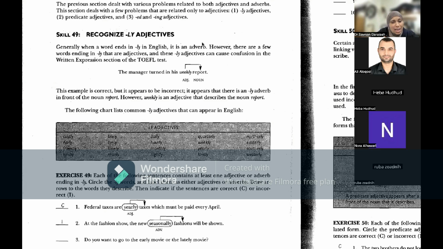But like I said, every time we talk about a topic or an issue, there are always exceptional cases. You know that even in Arabic, the exceptions are more than the exceptions in English. You know that, all right? However, there are a few words ending in ly.